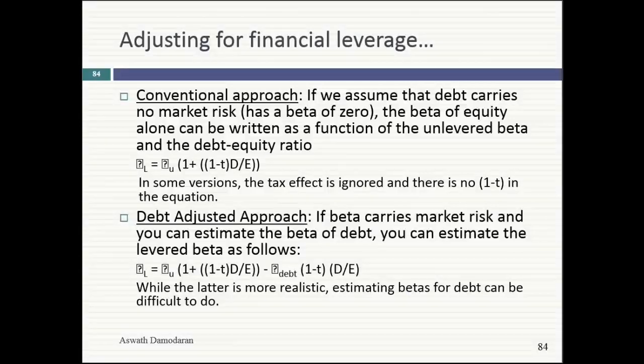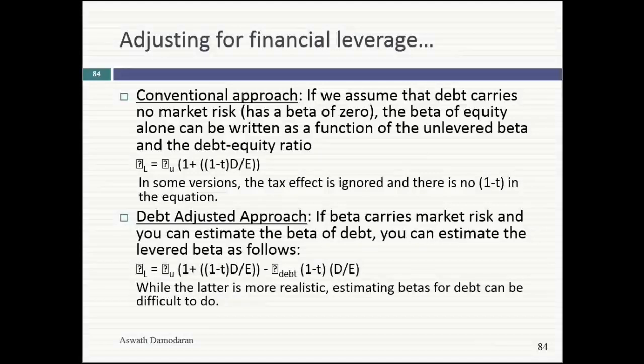But if you really want to finesse it, you can actually estimate a beta of debt and adjust your beta for equity for whatever the beta of debt is. How do you get a beta for debt? How do we get a beta for equity? We ran a regression of returns on the stock against returns on a market index, right?